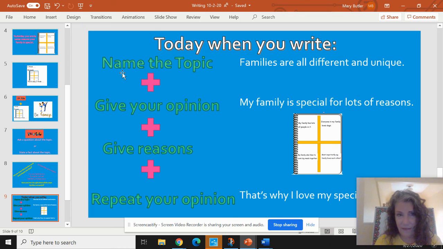Follow this pattern. New piece, name the topic first, and state your opinion. I think, or I believe, in my opinion, and use your planning sheet to give the reasons. Then end saying your opinion again.